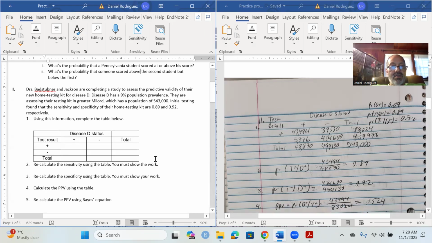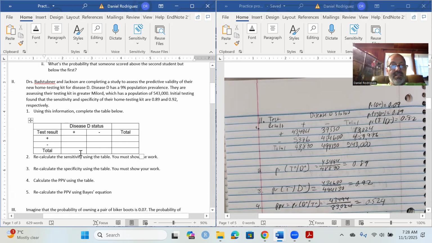As you recall, what you want to do to fill this in is you always start with the prevalence. So the prevalence here was 9%. So I'd multiply 0.09 times 543,000. I'd write in the 543,000 here and then take 9% of that. So that's 48,870. And then you work your way from there.